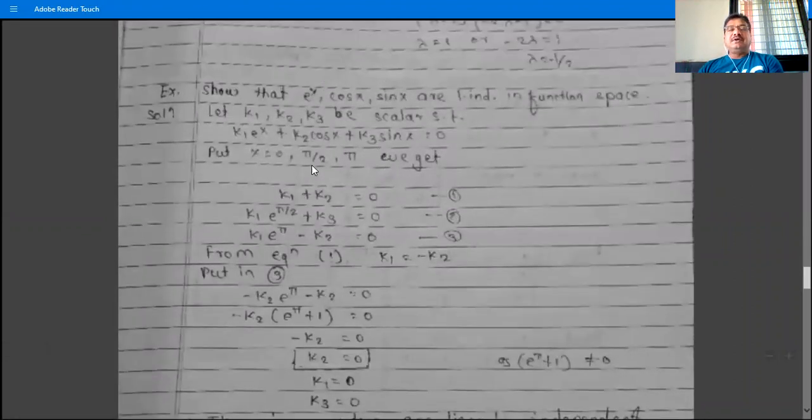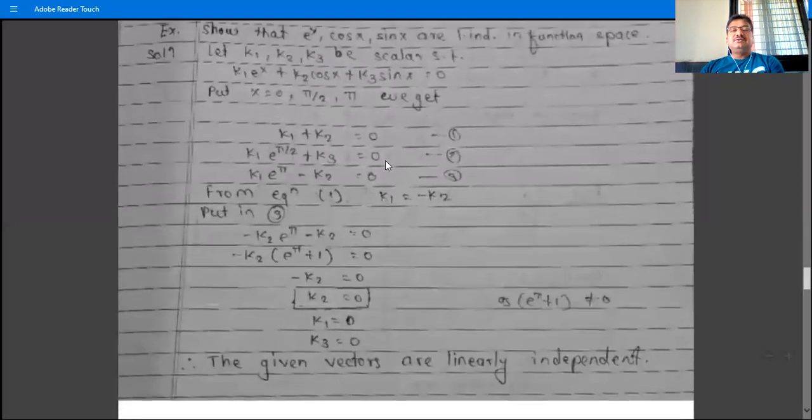We have to obtain the three equations. In order to obtain the three equations, we have to put x is equal to 0, pi by 2 and pi. e raised to 0 is 1, cos 0 is 1, and sin 0 is 0. So we have k1 plus k2 is equal to 0, equation number 1.